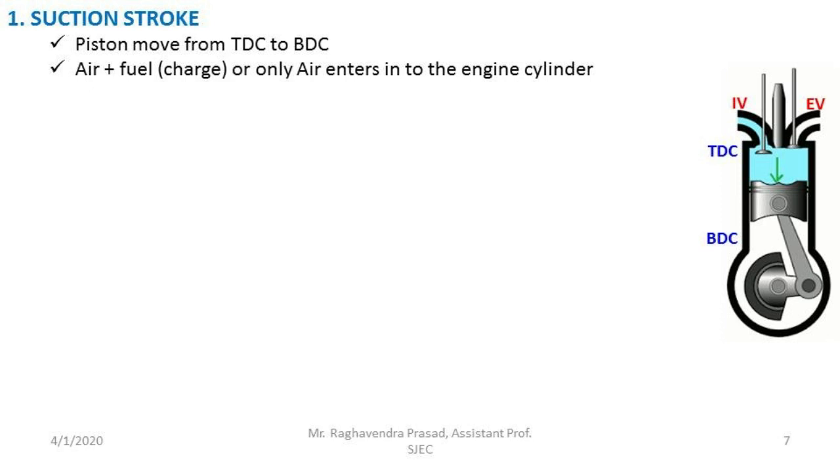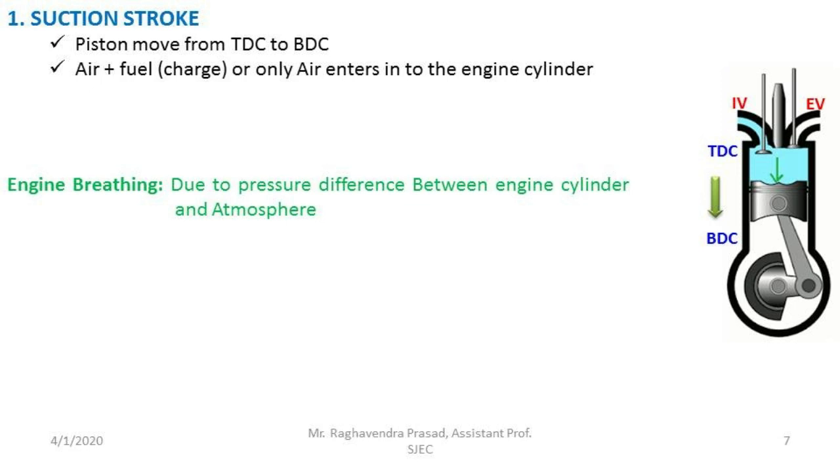It is a stroke of the piston in an internal combustion engine that affects the drawing in of the gaseous mixture to the engine cylinder. This stroke of the piston begins at top dead center and ends at bottom dead center. Piston downward movement creates vacuum pressure in the cylinder, which is less than atmospheric pressure. This pressure difference causes the air to enter into the cylinder. This is called engine breathing. This continues till the inlet valve closes when the piston reaches bottom dead center.